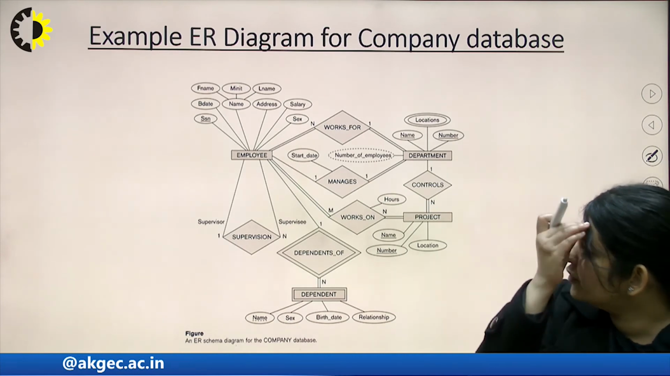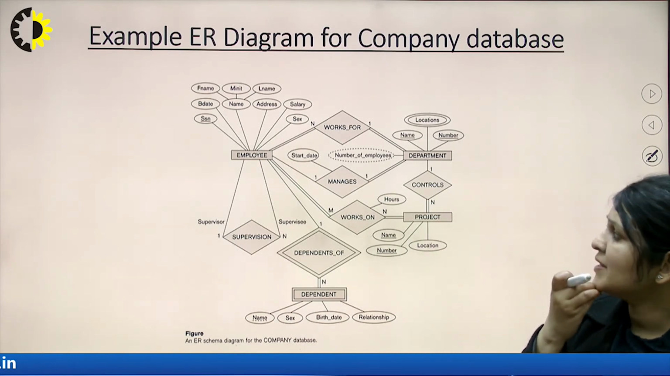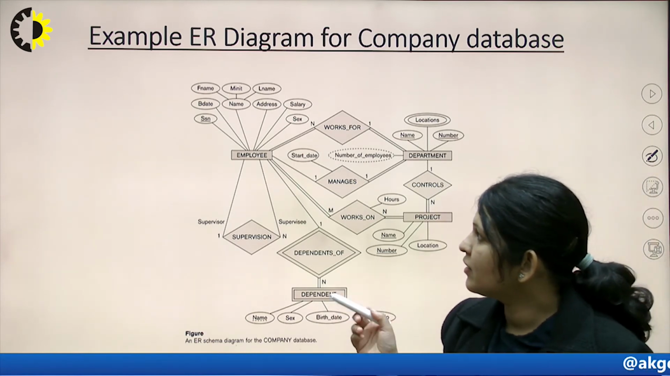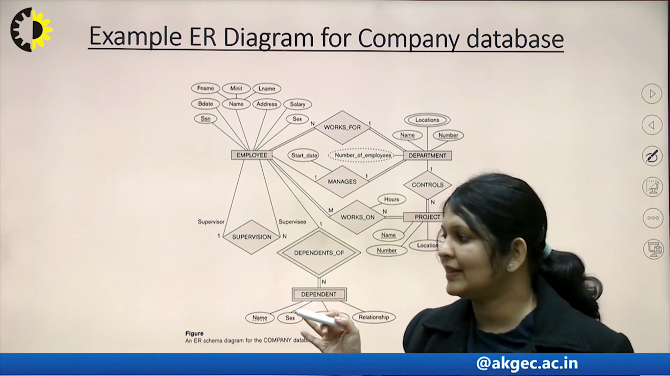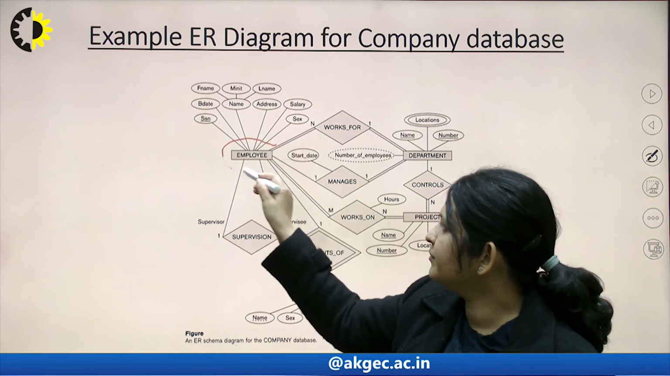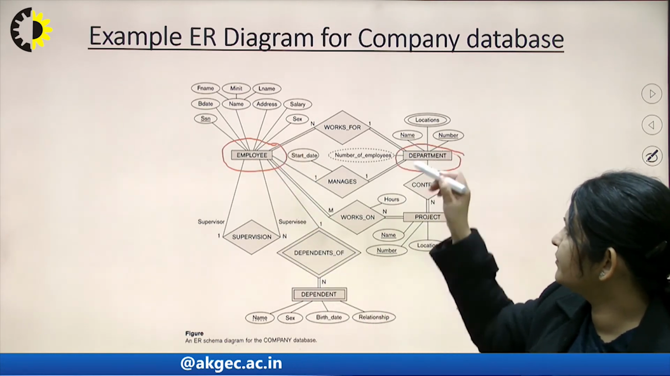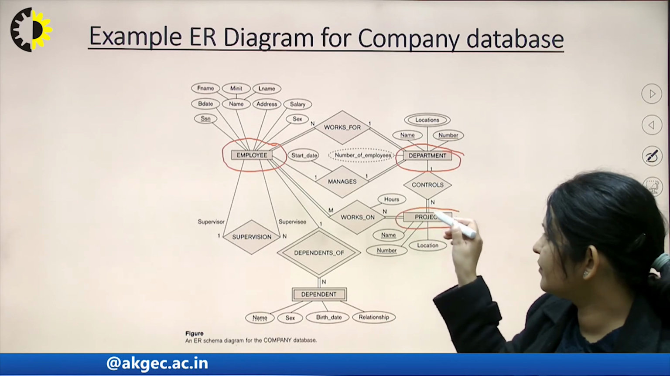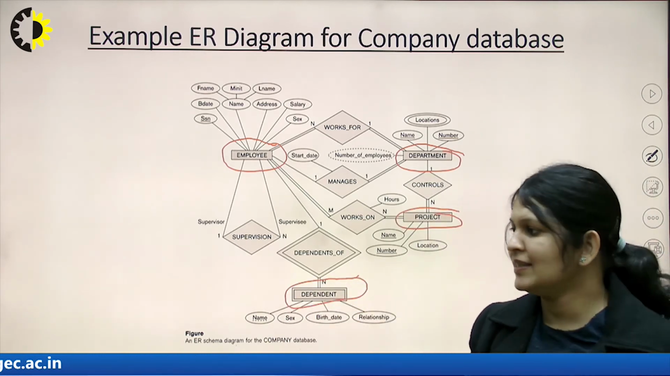So here is a full-fledged ER diagram for the company database. Let's see how we have drawn this, what attributes we have and the entities. The major entities that we know we have are employee, then department, project, and dependent. So we have taken four entities in this.